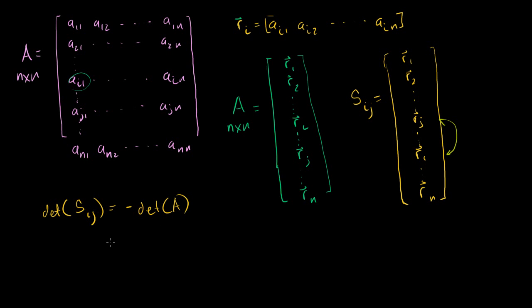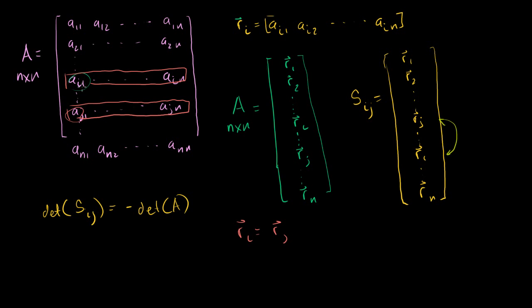Now let me ask you an interesting question. What happens if those two rows were actually the same? What if Ri was equal to Rj? So if we go back to that, if that row is equal to this row, that means that this guy is equal to that guy, that the second column is equal to the second column for that row, all the way to the nth guy is equal to the nth guy.